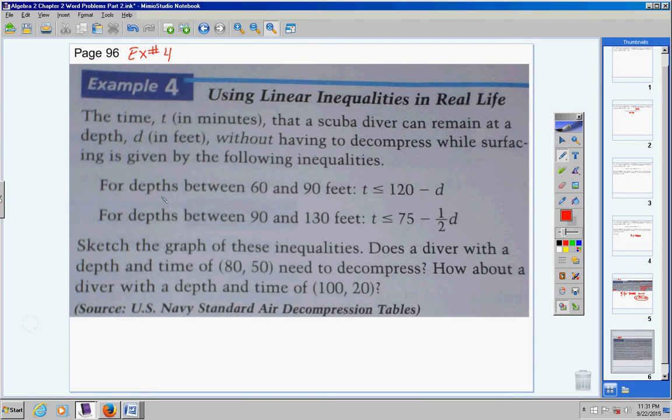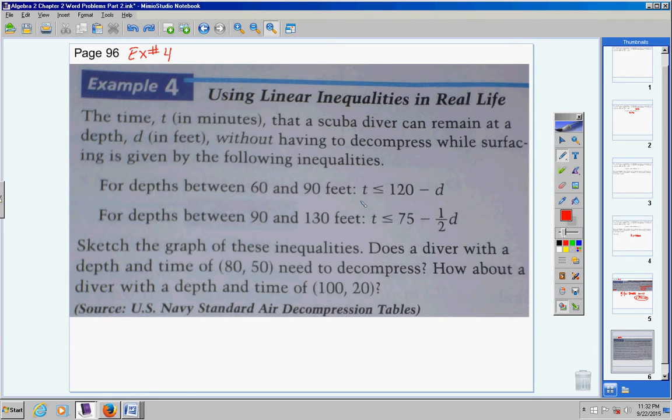Okay, so here are the models right here. The time t in minutes that a scuba diver can remain at a depth d in water without having to decompress. Now, I'm not sure, but I think decompress means... okay? Well, you don't always have to decompress. If you remain at a low depth in the water for a short amount of time, then you will not have to decompress. You can safely shoot right up to the top and you'll be okay. So here are the models that help us.